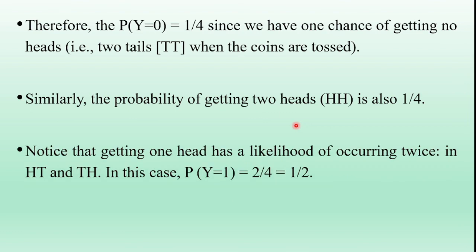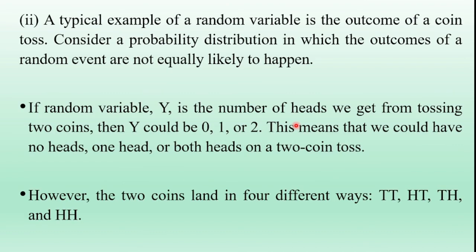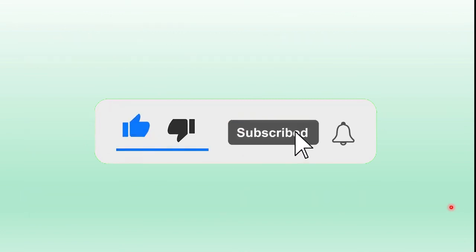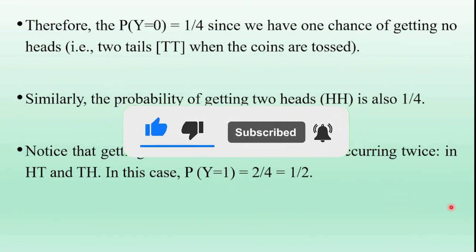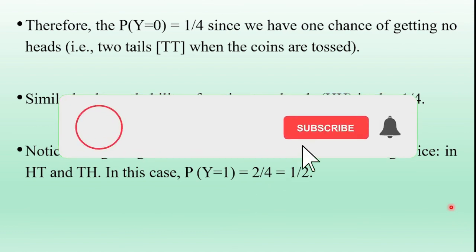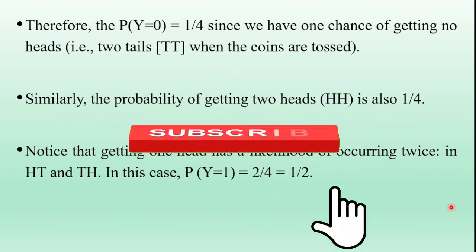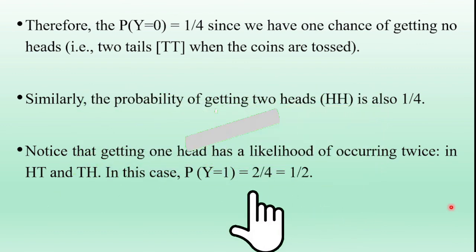Similarly, the probability of getting 1 head. For getting 1 head, the favorable outcomes are 2, that are head-tail and tail-head, and the total outcomes are 4. Therefore the probability of getting 1 head, probability of Y equal to 1, is equal to 2 by 4, which is equal to 1 by 2. This is one more example of the random variable. This is the concept of a random variable with example.